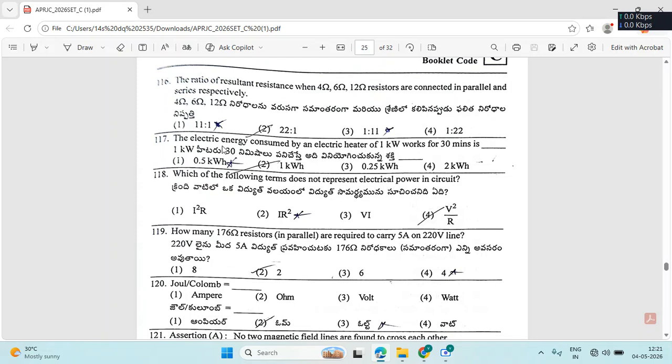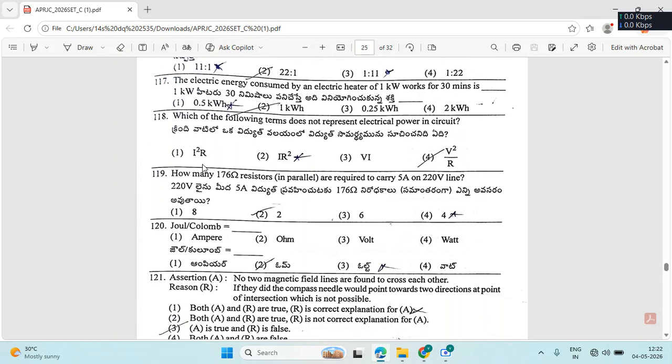The electric energy consumed by an electric heater of 1 kilowatt that works for 30 minutes is: 0.5 kWh, 1 kWh, 0.25 kWh, 2 kWh. The correct option is 1 and the answer is 0.5 kWh.